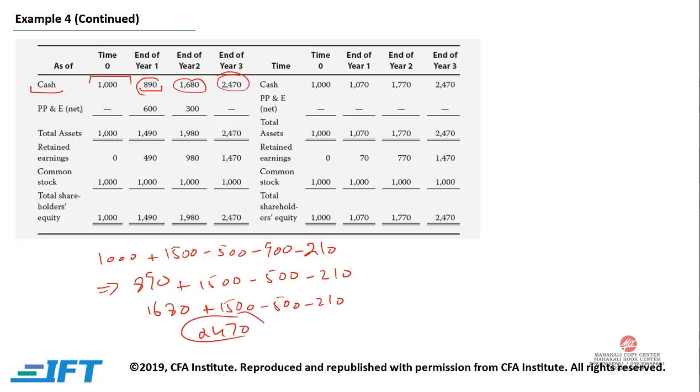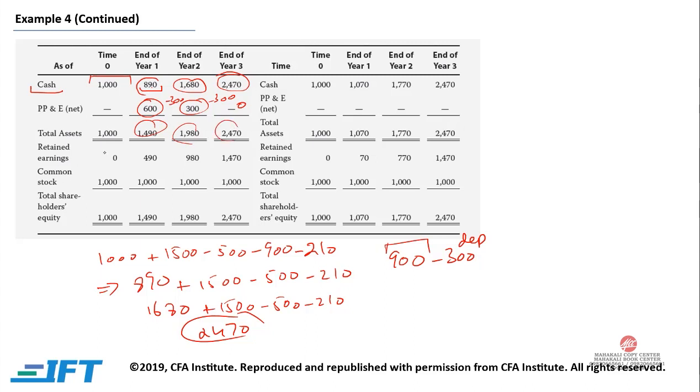At time 0 we don't have any property, plant and equipment. At the end of year 1 we have 900, that is your property, plant and equipment, minus 300 your depreciation. So we have 600. We again deduct 300 as your depreciation, we are left with 300, and if we again deduct 300 we are left with 0. So total assets would be at time 0, 1000. Year 1, 890 plus 600, that is 1490, 1680 plus 300, 1980, 2470 over here.